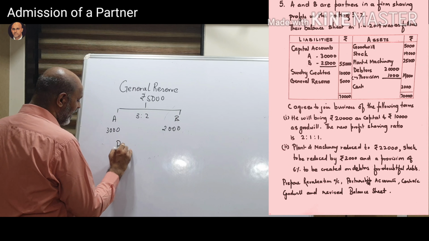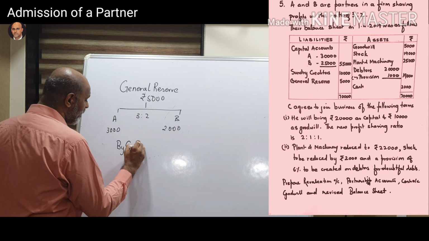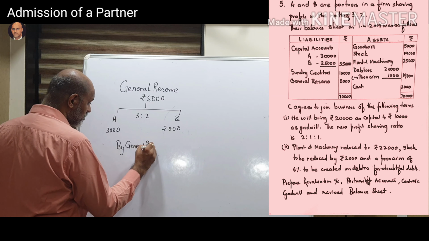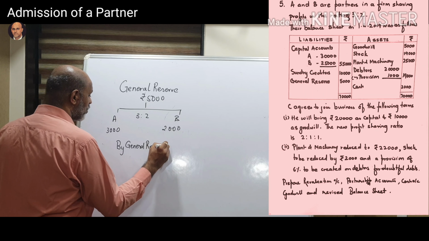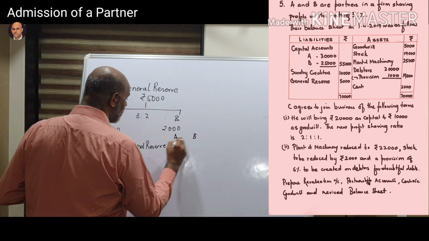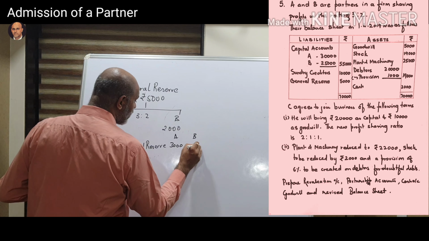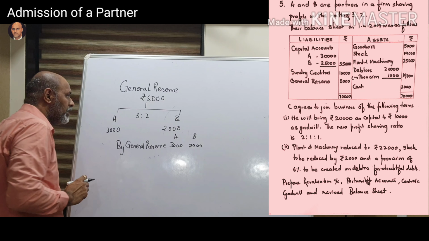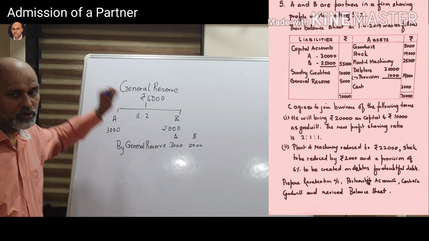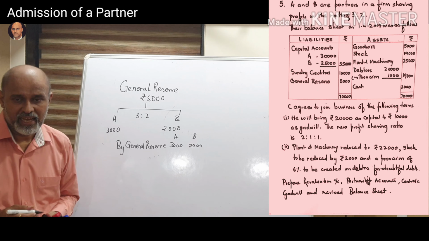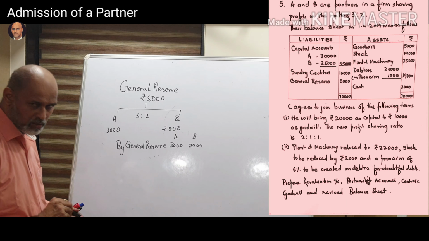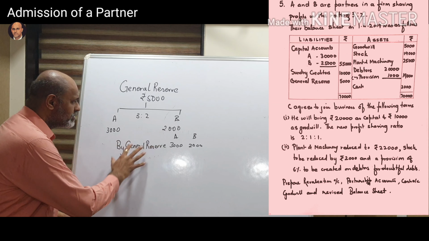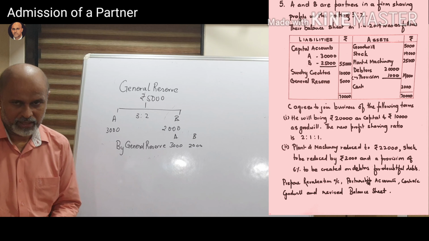So in your partners' capital account you will write by general reserve, and in the columns of A and B you shall put 3,000 and 2,000 respectively. This general reserve is only for the old partners because they have built up the business. That's why it will go to them only.